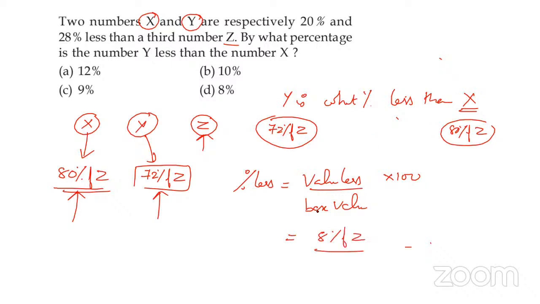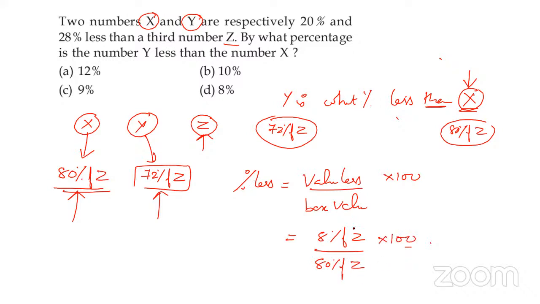And the base value, whichever value you're comparing with, what's the base value here? You're comparing with X here. Whatever comes after less than or greater than, that will be the base value. This is the value we will be comparing with. So in the denominator, it will be 80% of Z into 100.